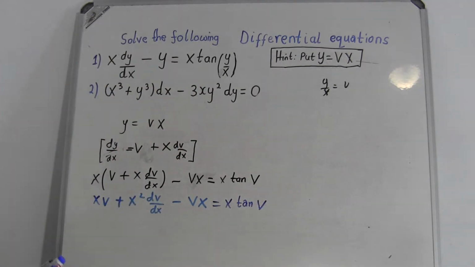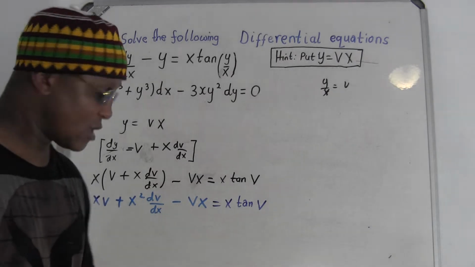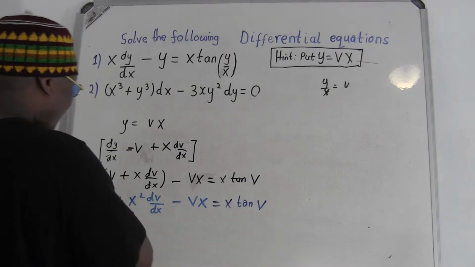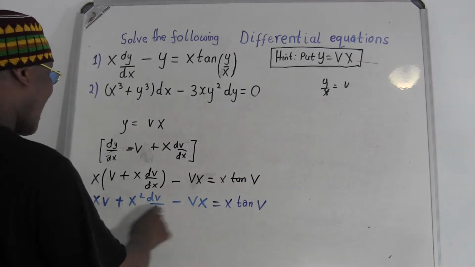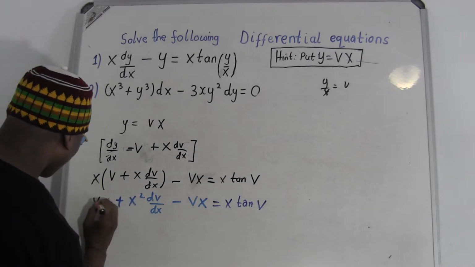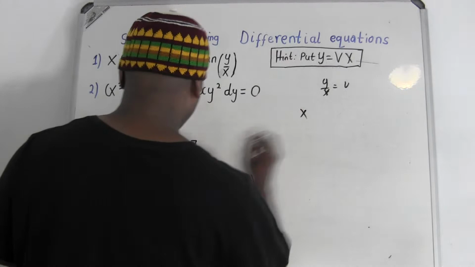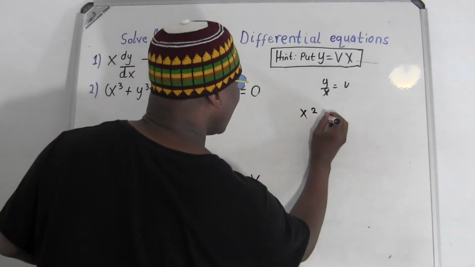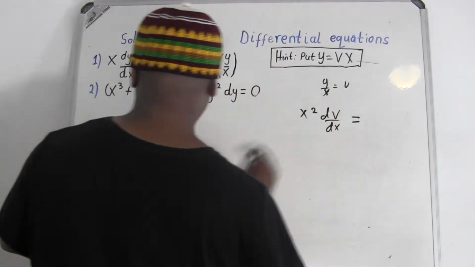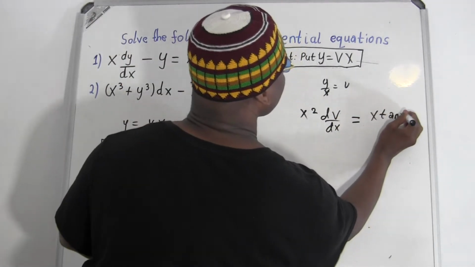Okay, so the next step, this and this can cancel because it's the same thing. xv minus xv, or vx, the same thing. xv and xv is going to cancel because xv means vx. Either way you can say vx. So this and this is going to cancel. So now we're going to be left with x squared dv over dx equal to x tan v.